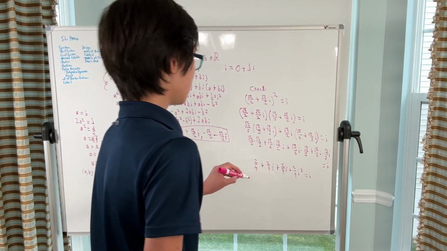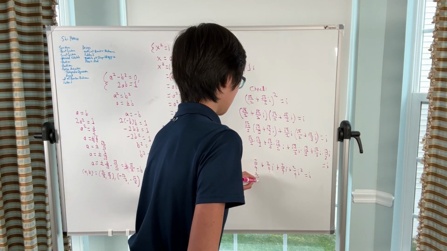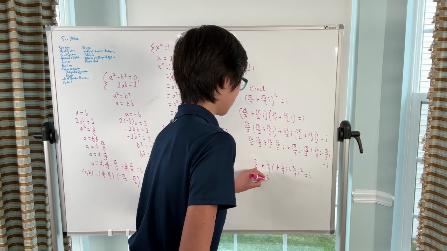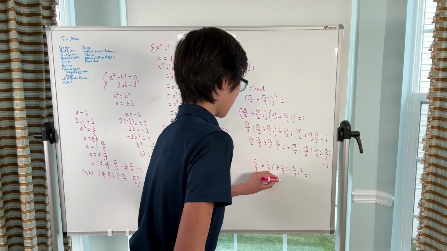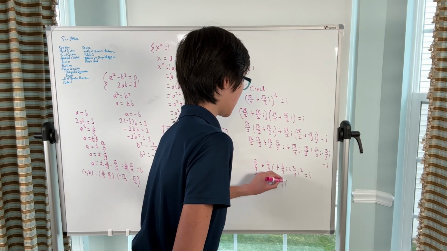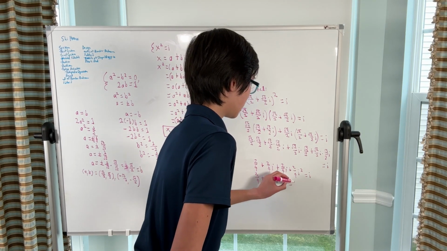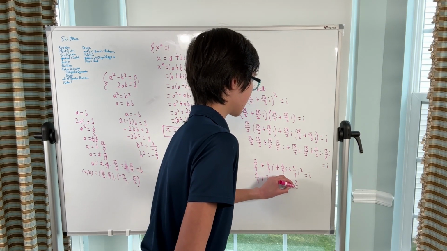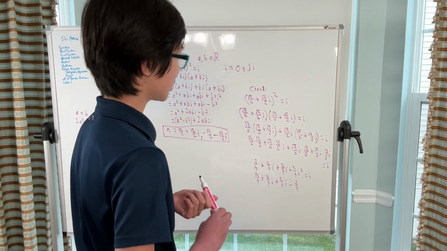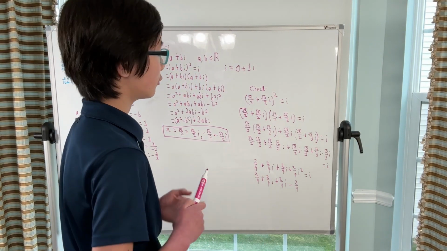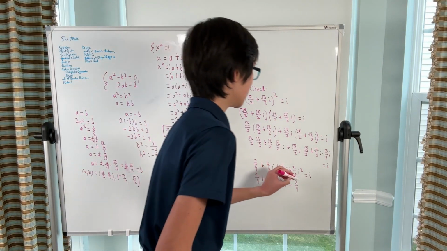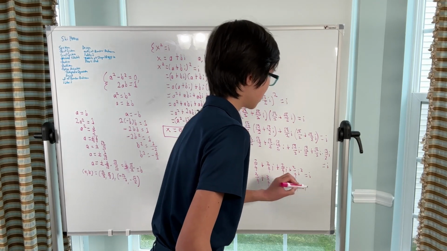Once again, i squared is -1, so we can rewrite this as 2 over 4 plus 2 over 4i plus 2 over 4i minus 2 over 4, because i squared is -1, so we can write plus -1 times 2 over 4, which is the same as writing minus 2 over 4. And once again, this equals i.